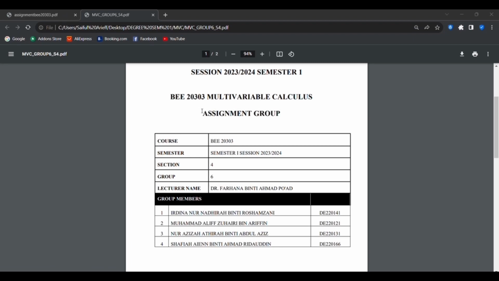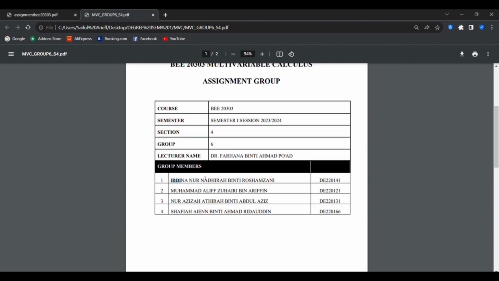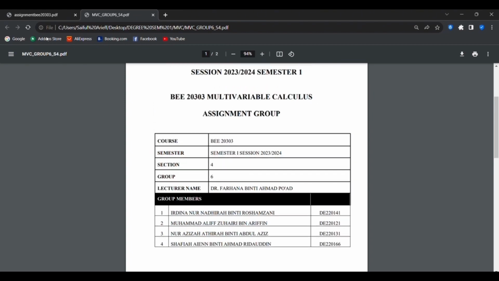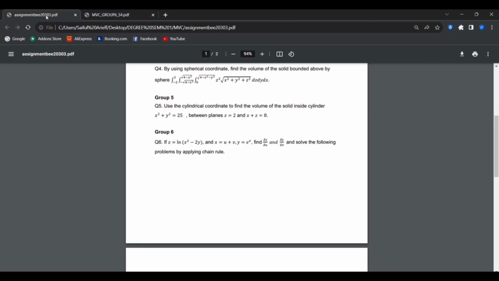We will present about our assignment group for multivariable calculus. Our group members are Edina Nur Nadira, Muhammad Alif Suhairi, Nur Aziza Atira, and lastly, which is me, Shafia Ain. For our assignment group, we were assigned to do question number 6, which is for group 6, which is to solve the following problem by applying the chain rule.